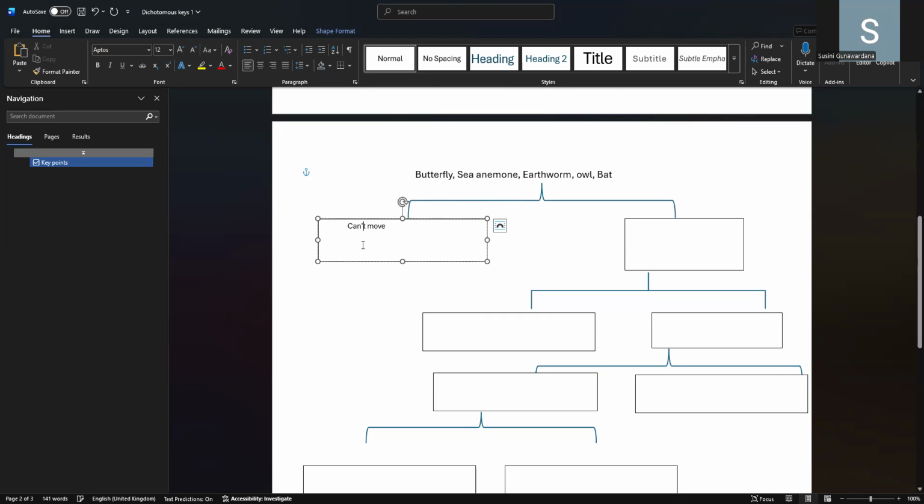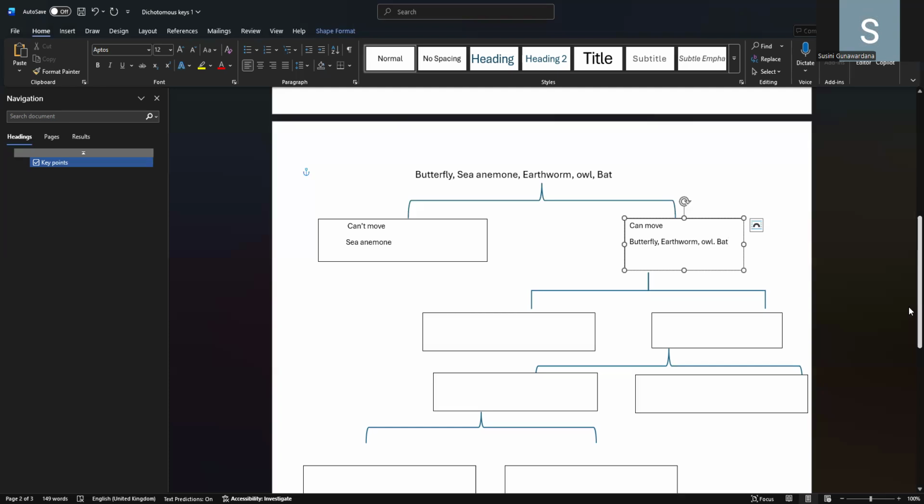So what is the animal? The animal is sea anemone. Here I am taking can move. The rest of the animals will be there: butterfly, then earthworm, owl, bat. All the other 4 animals can move.